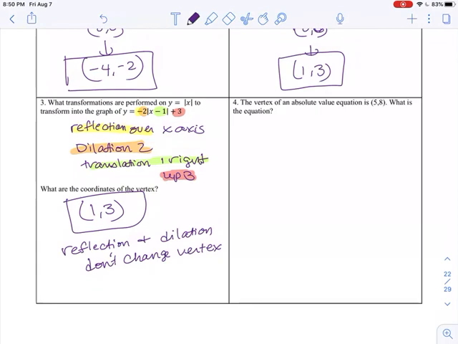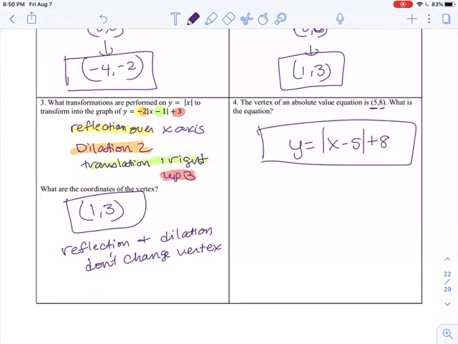And last one, the vertex of an absolute value equation is 5, 8. What is the equation? Well, if it is going positive 5, that's left-right, that means that I am doing absolute value of x minus 5. And then the 8 is going up-down, that is plus 8. And that's my answer. Okay, and that was lesson 7.